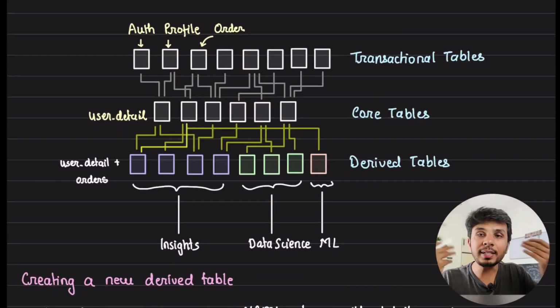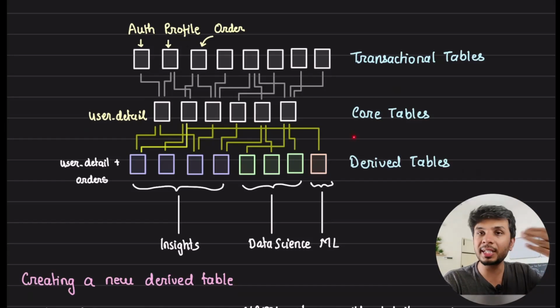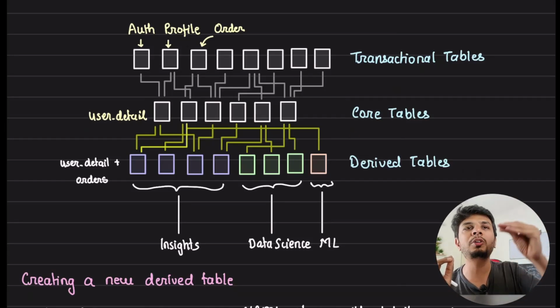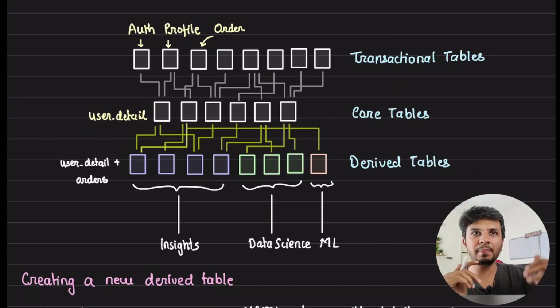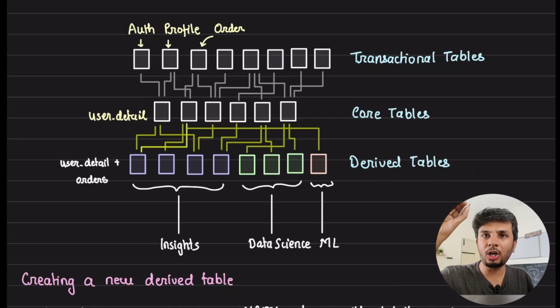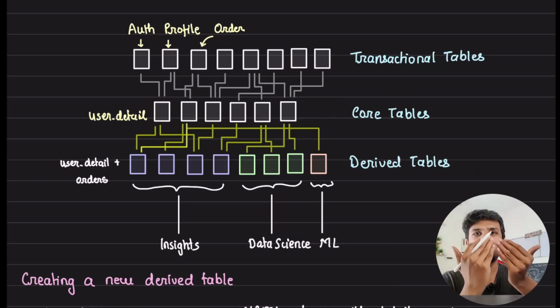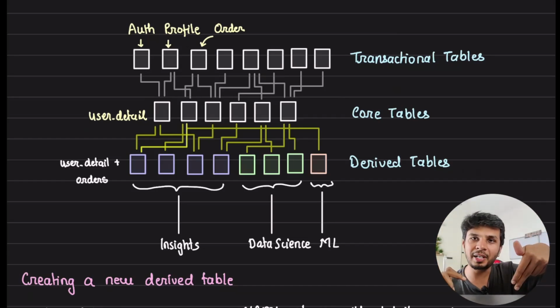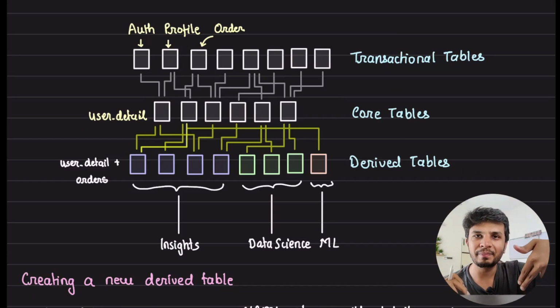So what is a derived table, or even basically what is a core table? The idea is pretty simple: a table that you create from a select query from above. So for example, select star from auth inner join profile where auth.id equals profile.user_id. A simple inner join between the two tables, and the output of this query is the derived table that you are creating, called user details, right?